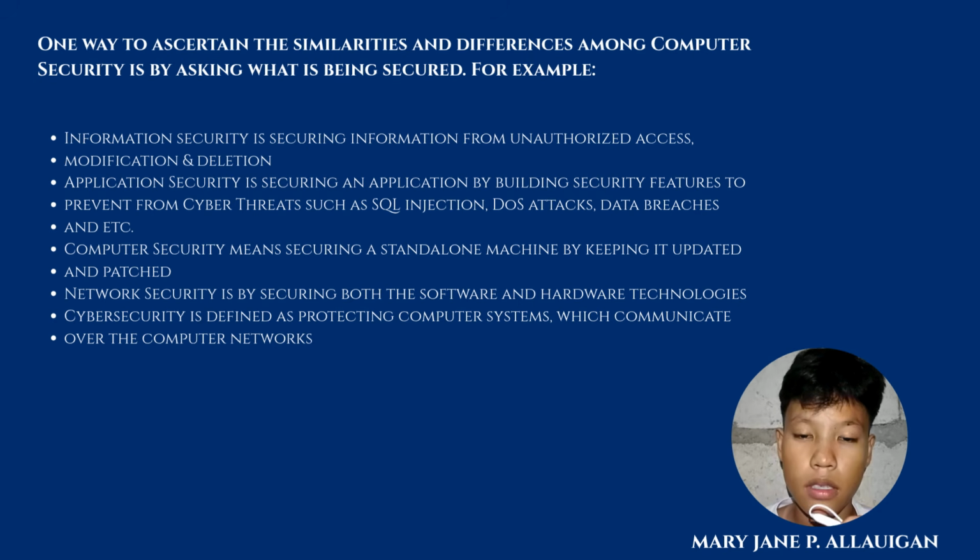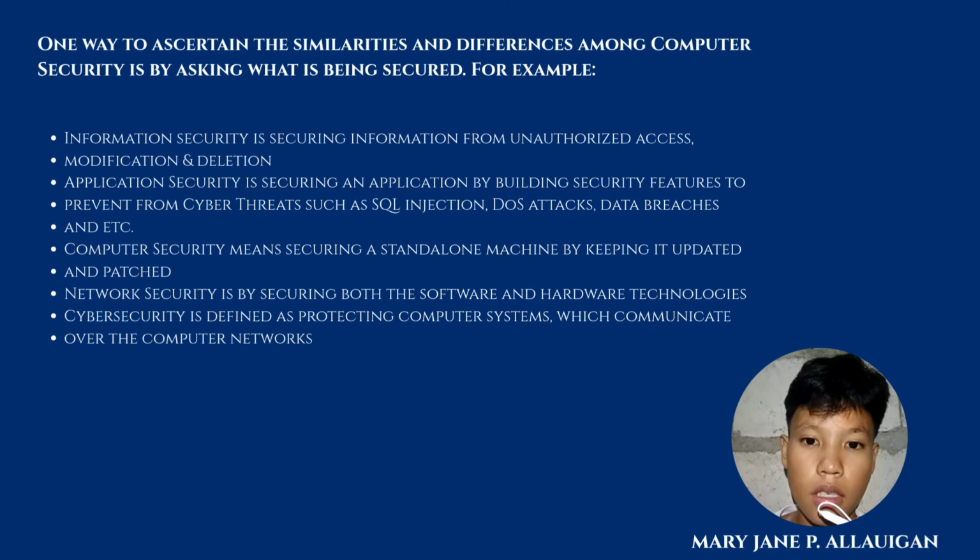One way to ascertain the similarities and differences among computer security types is by asking what is being secured. For example, information security is securing information from unauthorized access, modification, and deletion. Application security is securing an application by building security features to prevent cyber threats such as SQL injections, DOS attacks, data breaches, etc.